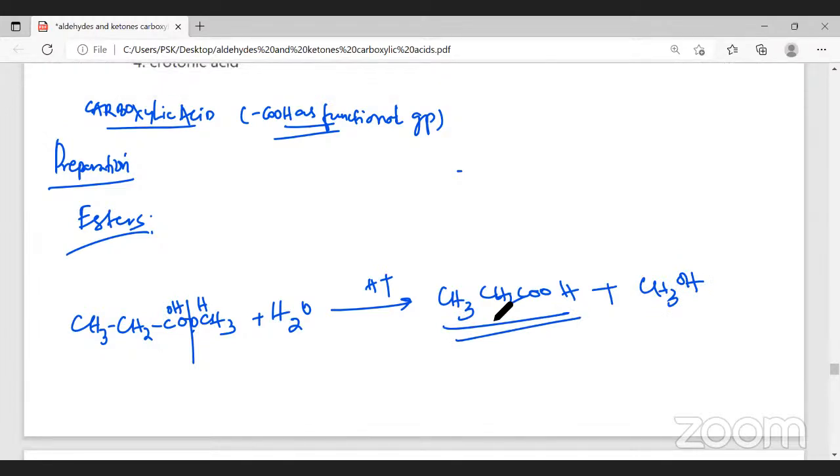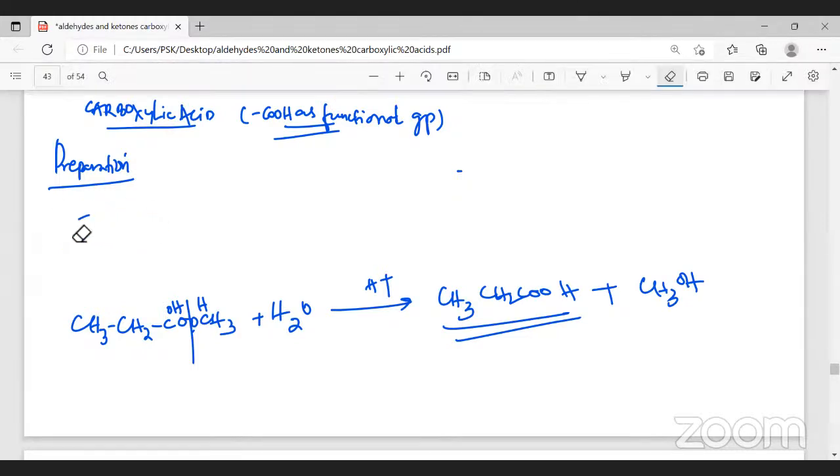Similarly, you can prepare aromatic acids also. Now, the last method of preparation we will learn, and we will see whether we can continue with the chemical properties or not.